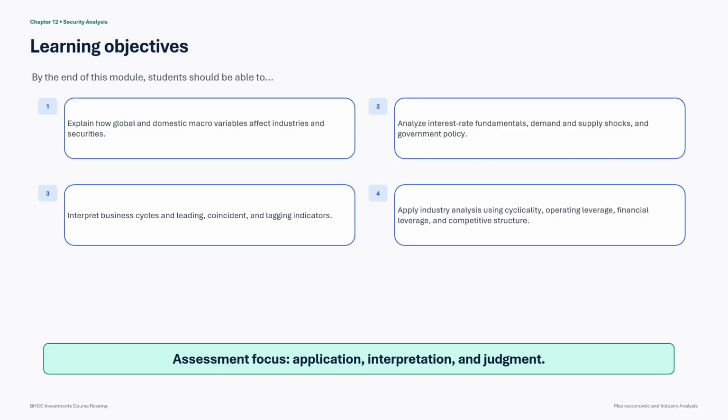The assessment focus is application, interpretation, and judgment. A strong answer identifies the macro variable, traces the mechanism into revenue, margins or the discount rate, and then names the remaining uncertainty. It should also ask what is already priced in. A weak answer merely repeats a definition or assumes that every company in an industry responds identically. The goal is not to become certain. The goal is to become organized. Macroeconomic certainty is usually most available after the trade would have been useful.